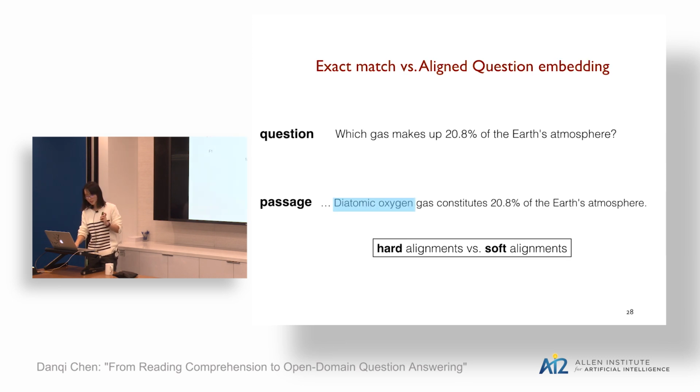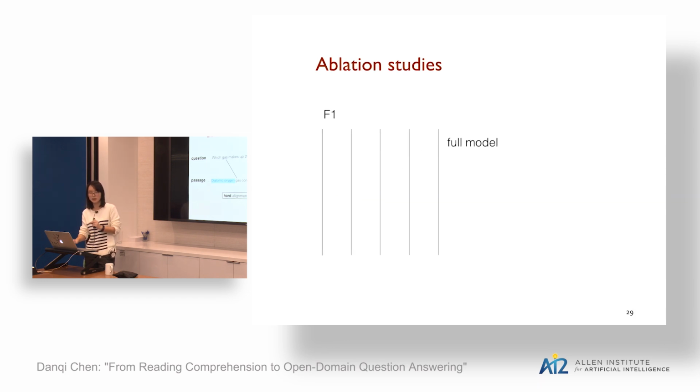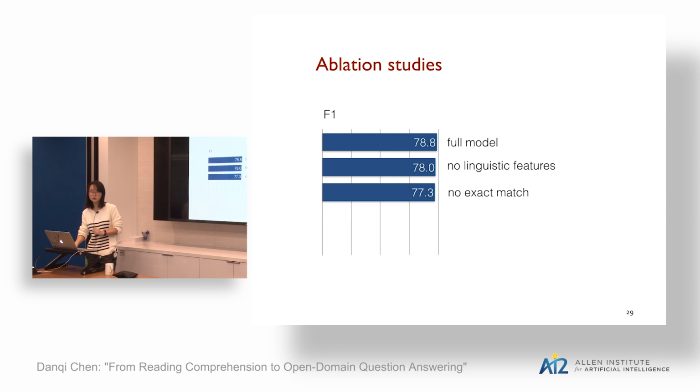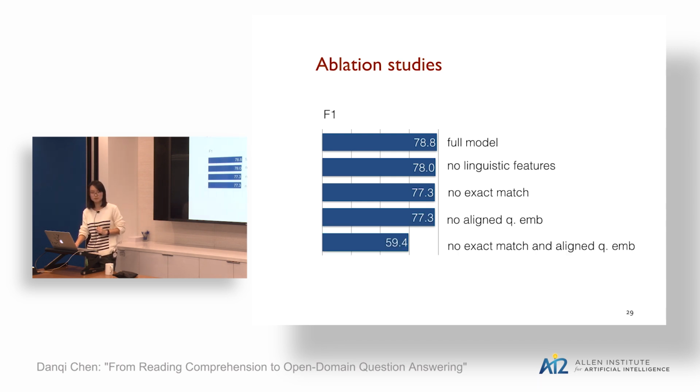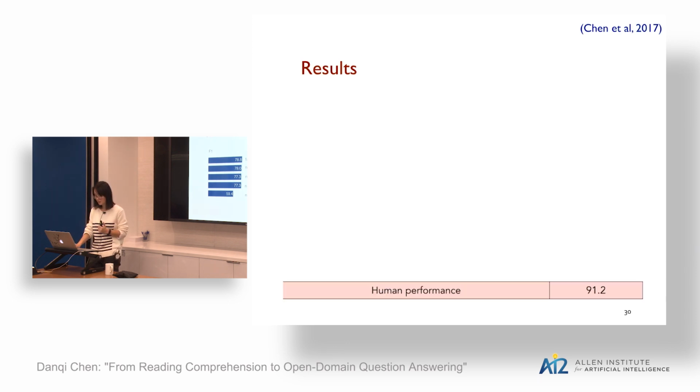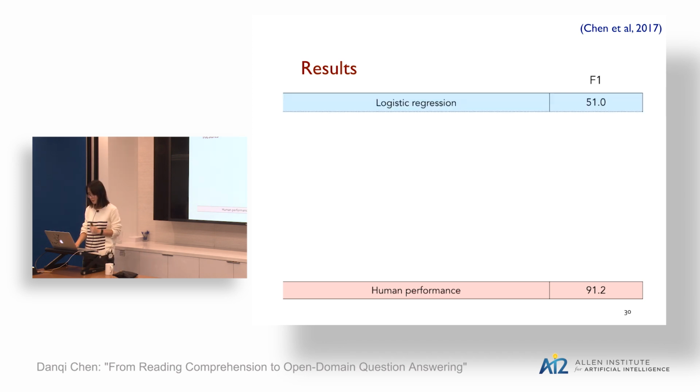So we think that how we model these direct alignments between the words in the question and the words in the passage is pretty crucial to solve this question answering task. These two sets of features probably play a pretty similar role, but they are also complementary. So next, I'm going to show you some results that we got.